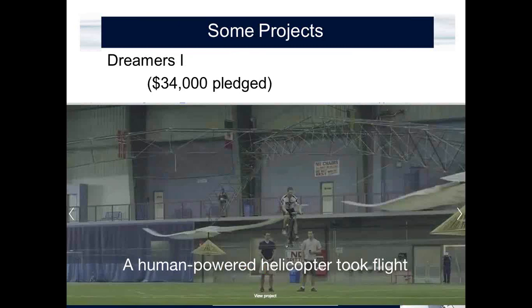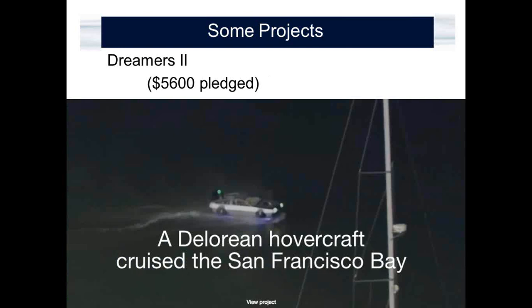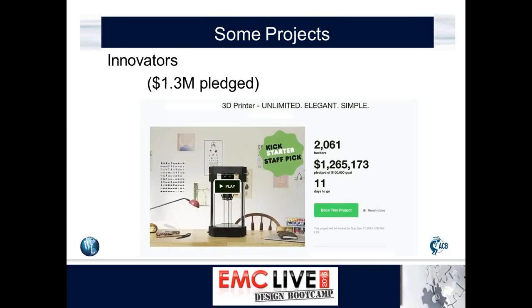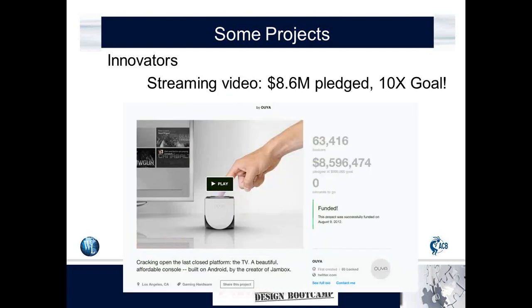So this particular phenomenon has led to some interesting projects. There was one project where a gentleman wanted to develop a human-powered helicopter, and $34,000 was pledged to that. This other gentleman made a DeLorean hovercraft that cruised the San Francisco Bay, and $5,600 was pledged to achieve that dream. And in the technology space, there have been innovators funded to the tune of $1 million pledged for a 3D printer with 2,000 backers. And the largest one that I could find on the Kickstarter website was almost $9 million pledged for a video streaming device, which is a phenomenon.